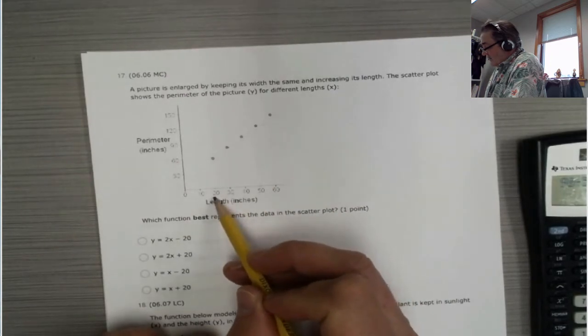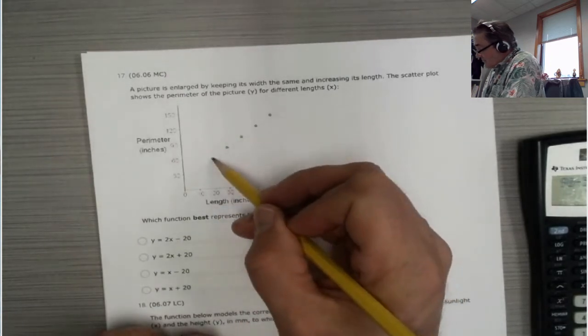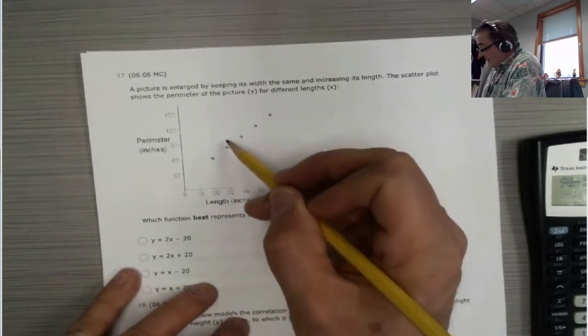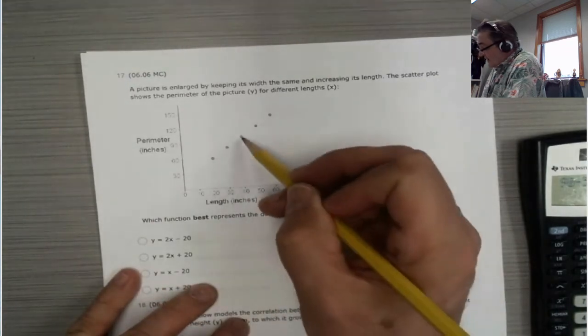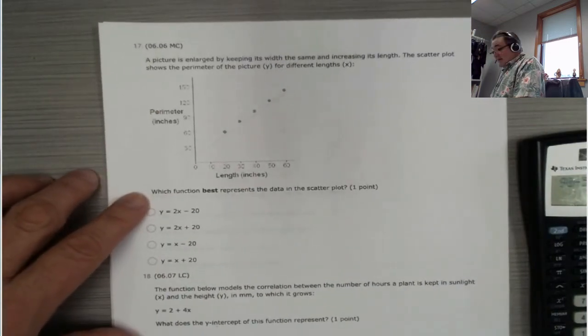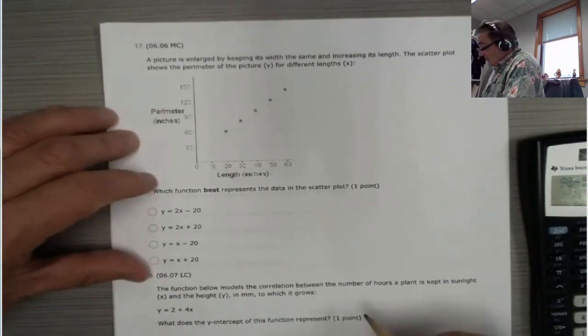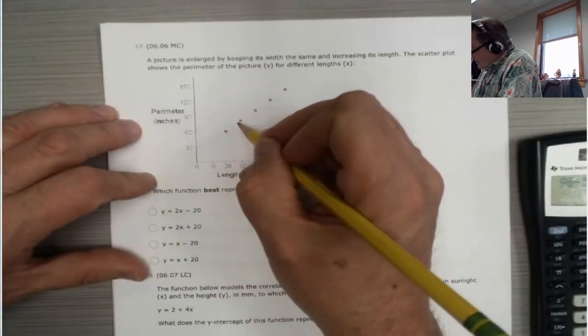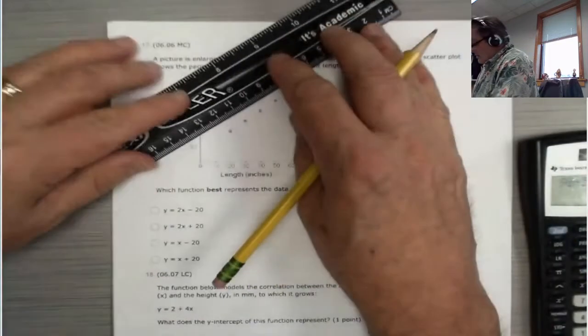If we take the length from 20 to 30, the perimeter goes up from 60 to 80. You go up to 40, now it goes up to 110. Go up to 50, now it goes up to 120. Which function best represents the data in the scatter plot? Okay, we need to figure out if this line continued.